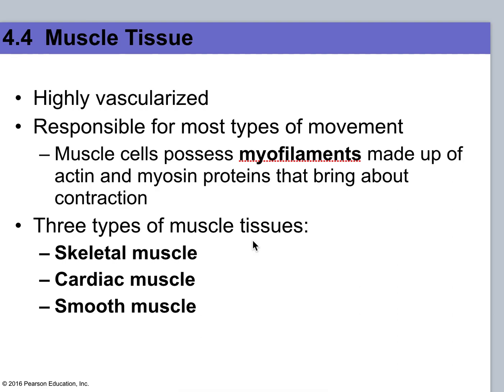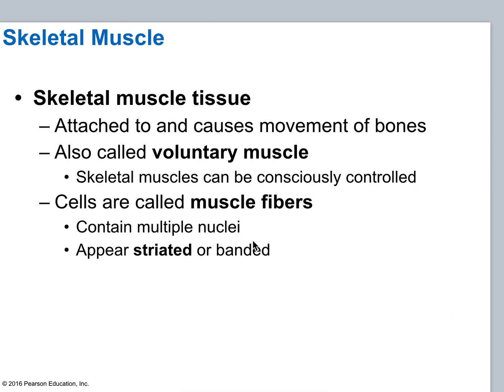The third type of tissue we're talking about is muscle tissue. Muscle tissue is responsible for movement. We'll look at three types of muscle tissue. Skeletal muscle tissue. This is what causes voluntary movement of the limbs, bones, facial muscles. These are the voluntary muscles under conscious control.